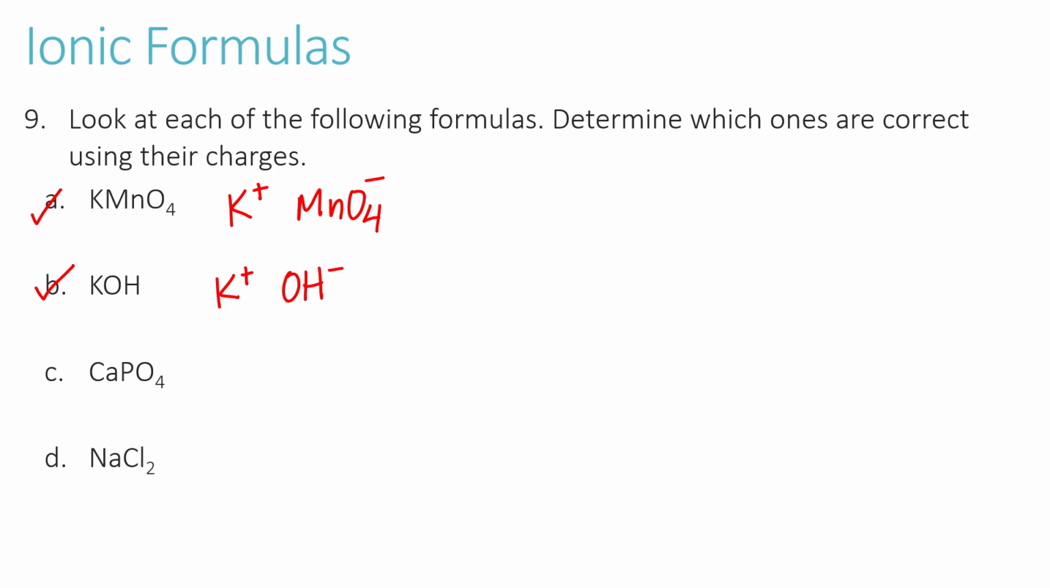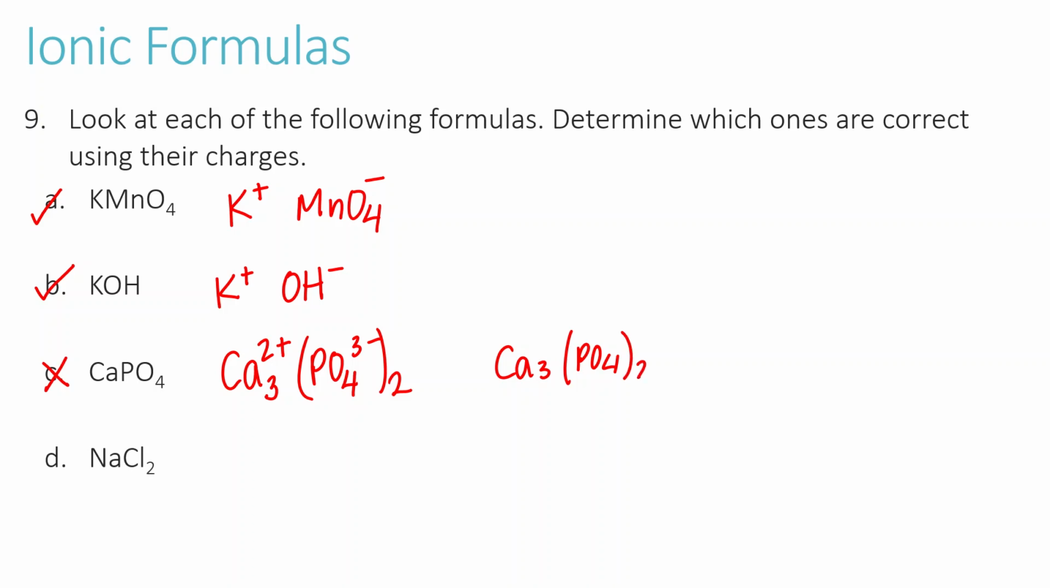Looking at calcium phosphate. Calcium forms a +2 charge, and phosphate, PO4, forms a -3 charge. So in order for this to be neutral, I'm going to need 3 calciums to make +6, and I'm going to need 2 phosphates to make -6. So C is not correct. The formula should be Ca3(PO4)2.